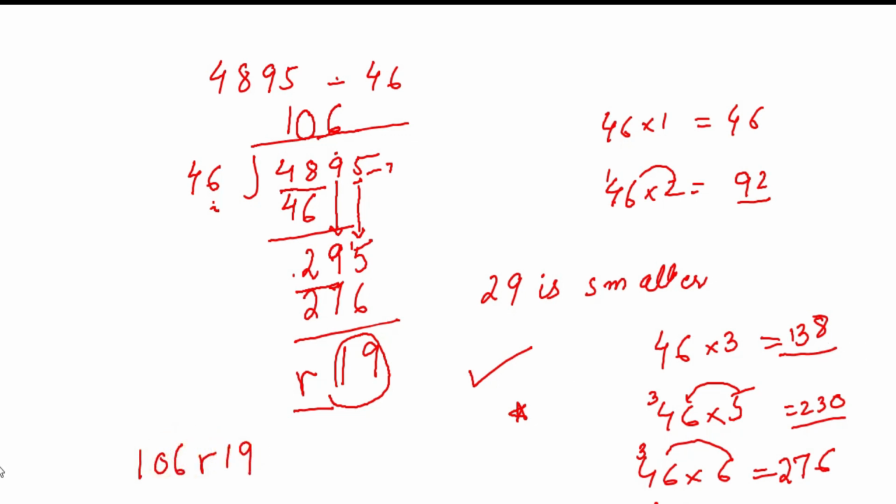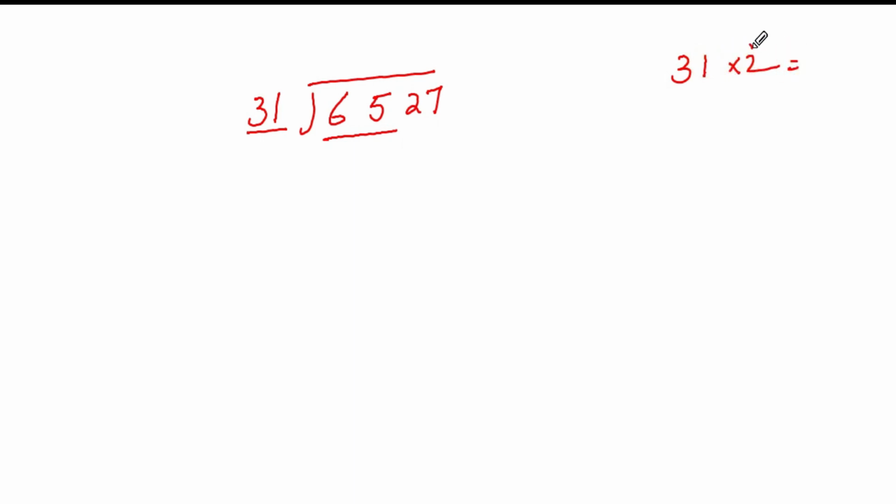Okay, all right. Now take one more last example. 6527 divided by 31. Okay, now again what we need to do, we need to find 65 in the times table of 31. Let's do 31 times 2: 2 times 1 is 2, and 2 times 3 is 6. Now this is near 65. We can write 31 times 2 equals 62, right?